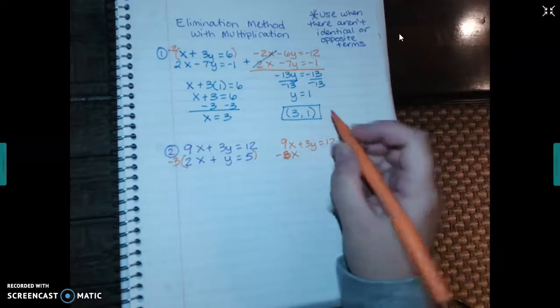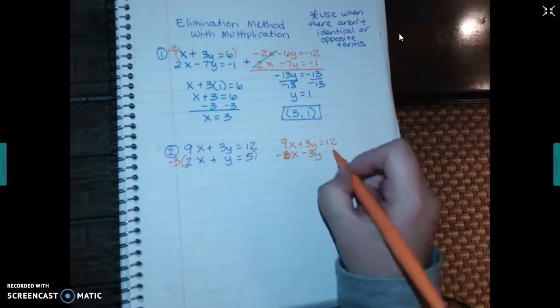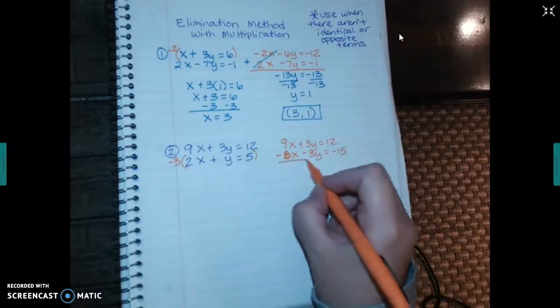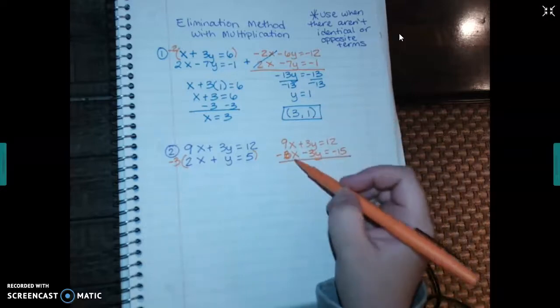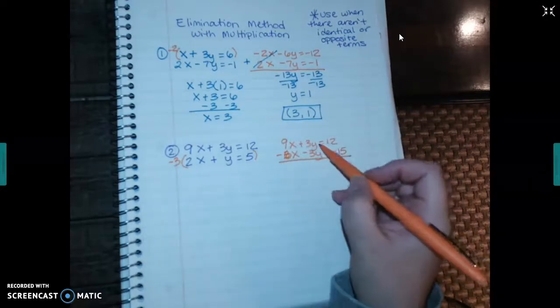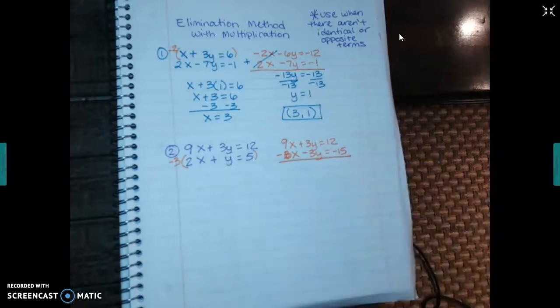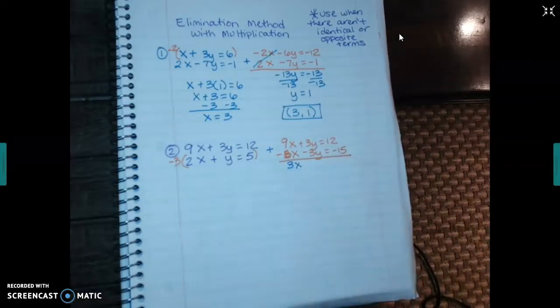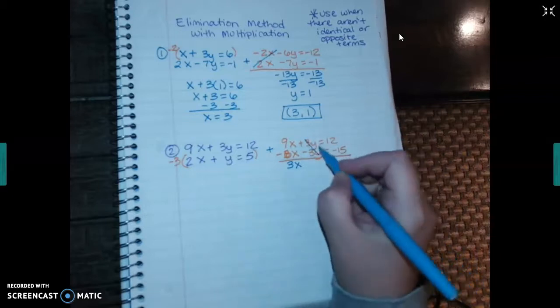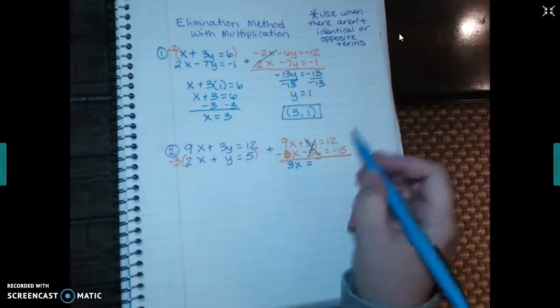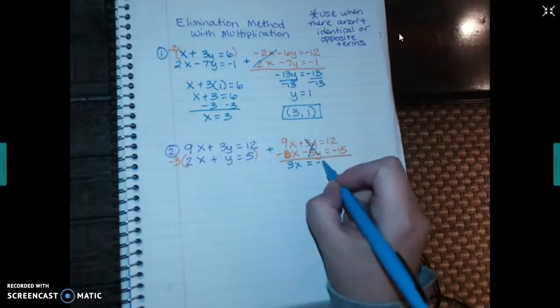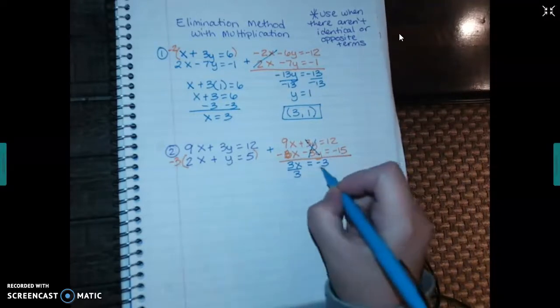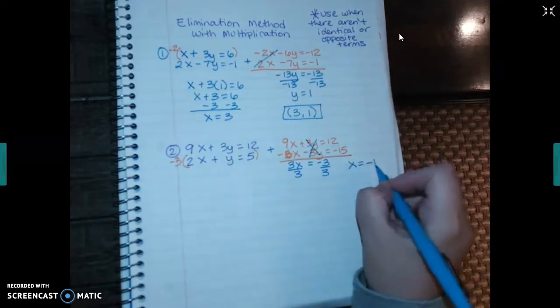negative 6x minus 3y equals negative 15. Your x's are not the same or opposite, but that's okay. Your y's are. Since your y's are opposite terms, you are going to add. We have 9 plus negative 6, which is 3, so 3x. We have 3y plus negative 3y, which will cancel out. And we have 12 plus negative 15, which is negative 3. Divide both sides by 3, and we come up with x equals negative 1.